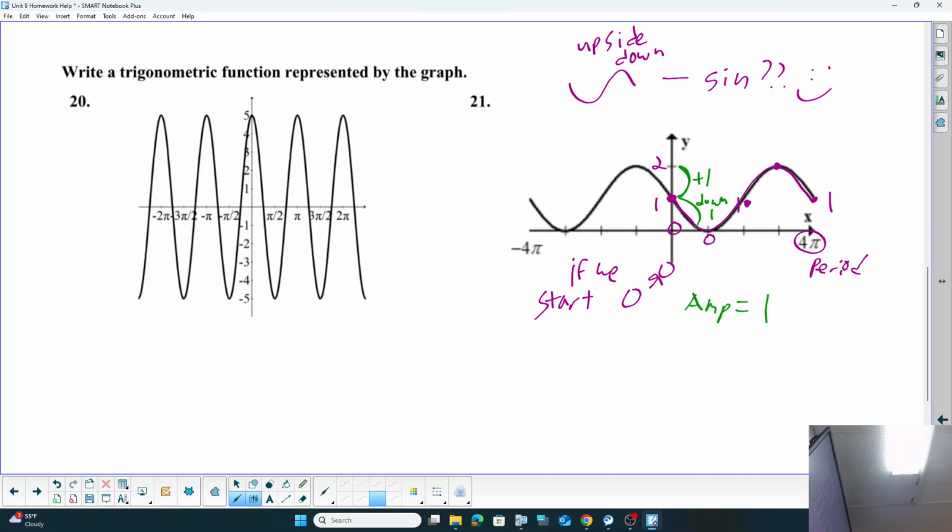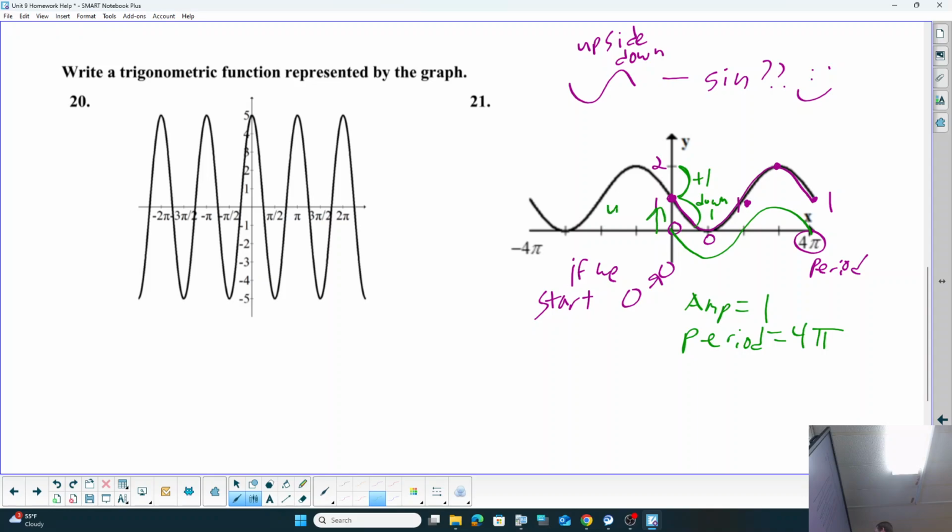Our period is 4 pi, but I think we're shifting on this. Because usually upside down sine is there. And so what did we do? We actually shifted up 1. Yeah, we shifted up 1, right? We shifted up 1.